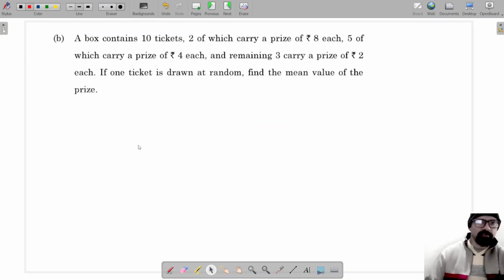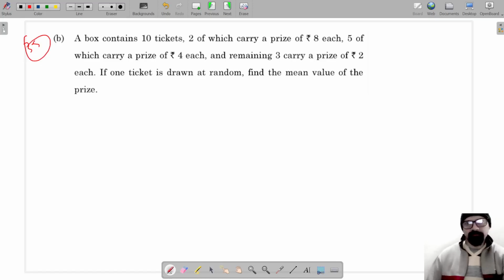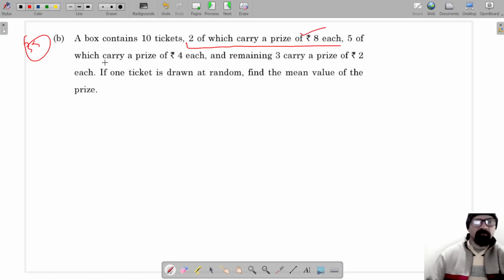ये है क्वेश्चन नंबर 35 का पार्ट बी. और लेट्स रीड आउट द क्वेश्चन फर्स्ट. इस क्वेश्चन में दिया है, बॉक्स कंटेन्स 10 टिकट्स, एक बॉक्स में 10 टिकट्स हैं, टू ऑफ विच कैरी अ प्राइस ऑफ 8 ईच, दो टिकट्स पे 8 रुपए का प्राइस है, 5 ऑफ विच कैरी अ प्राइस ऑफ 4 ईच, 5 टिकट्स में हर एक पे 4 रुपीज का प्राइस है, और बाकी 3 पे है 2 रुपए का प्राइस. If one ticket is drawn at random, तो हमें निकालनी है मीन वैल्यू ऑफ द प्राइस.